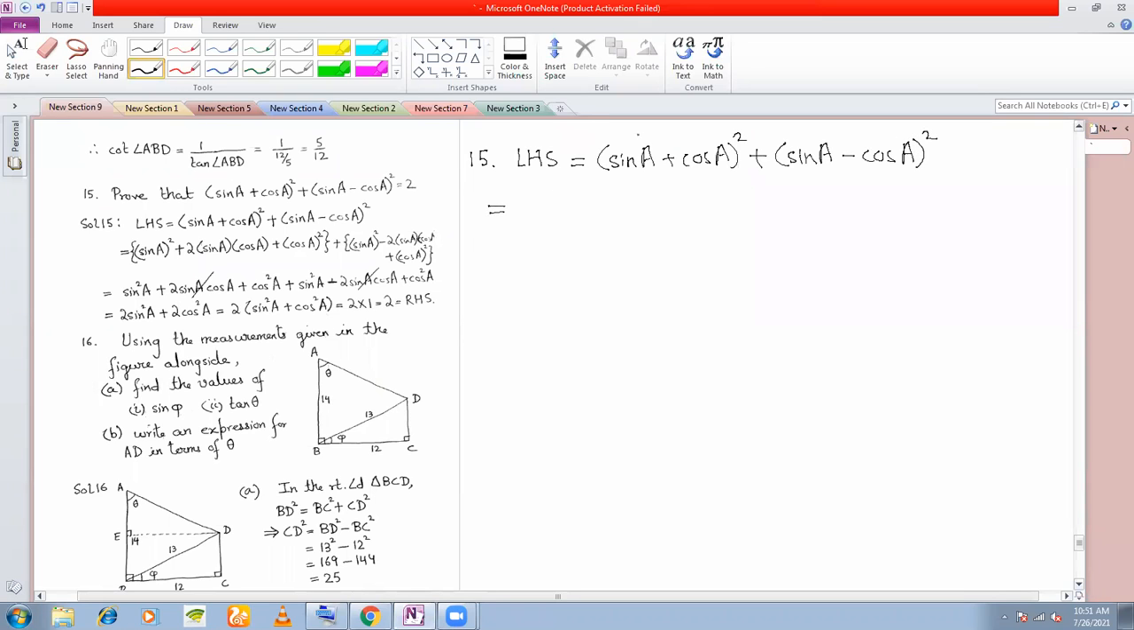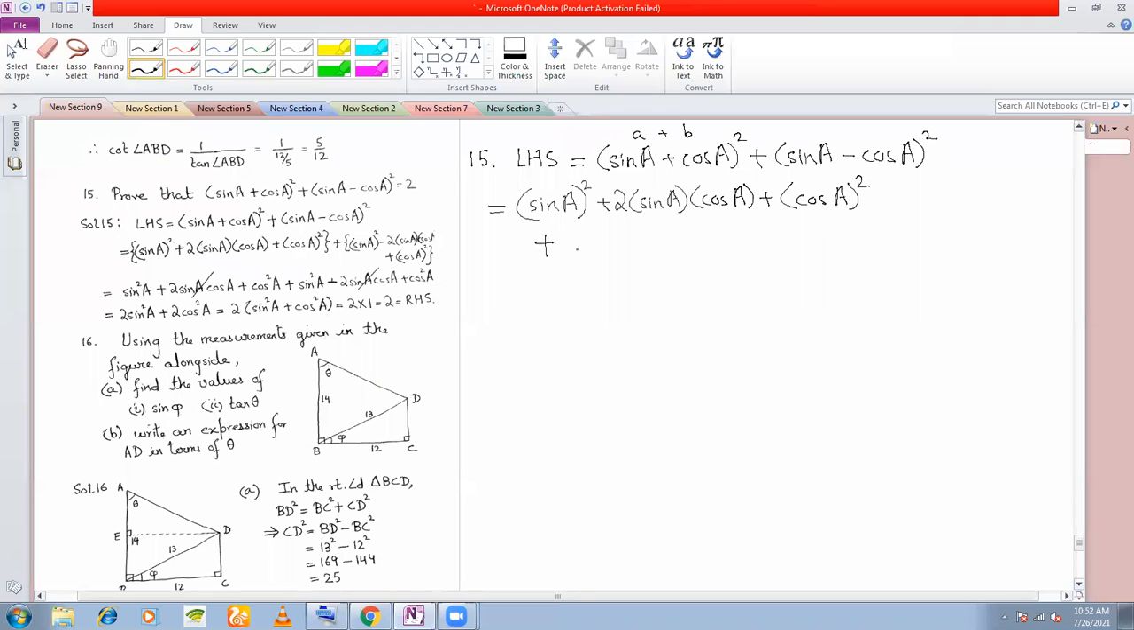Now this is (A + B)² form. So expand by the (A + B)² formula, which is A² plus twice AB plus B². A here is sin A, B here is cos A. So you have expanded (sin A + cos A)². Next we are going to expand (sin A − cos A)² by the (A − B)² formula.